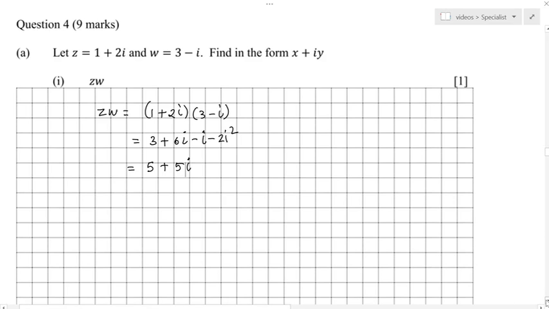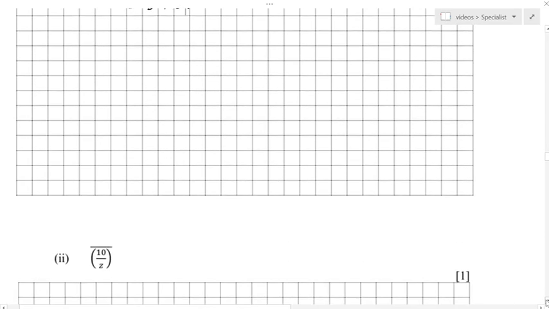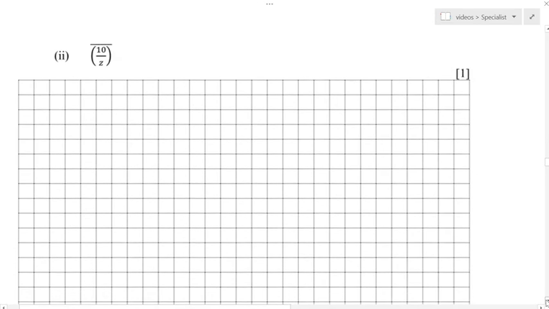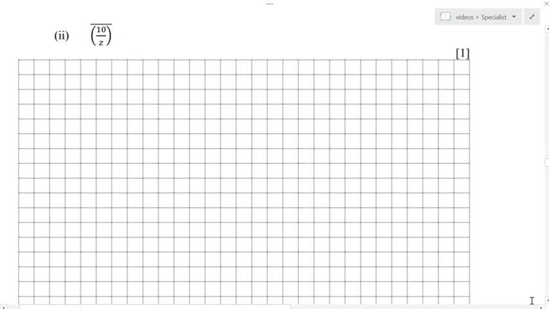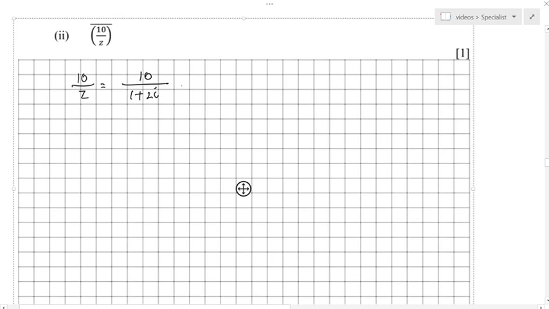Next one is straightforward. Again, you need to find mod of 10 over z̄, and then take the modulus. So first we'll find 10 over z, which is 10 over 1 plus 2i. Before you can find its conjugate, as indicated by this bar here, you need to convert that into x plus iy form. So we know how to do that. We just multiply with the conjugate of the denominator.